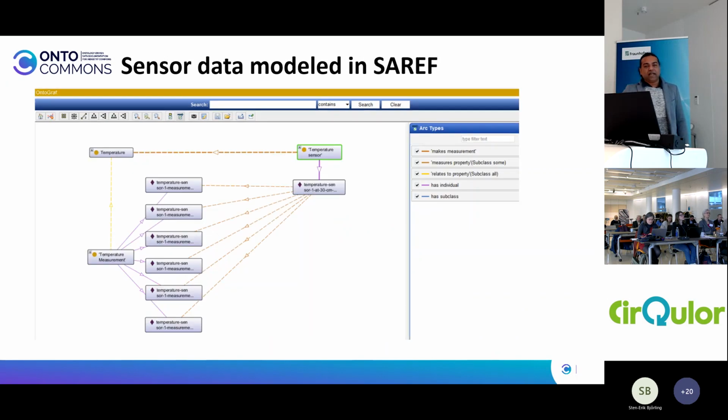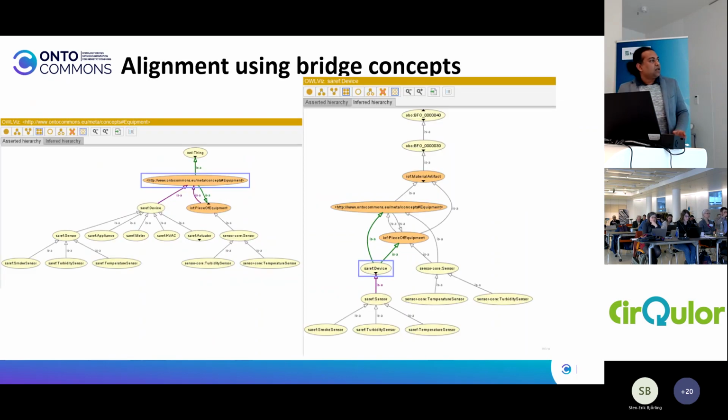And then you can model the same data also with SAREF Core, for example. They look a little bit different, and the pattern will be different because they are modeled with different ontologies. The idea is that if someone is modeling with SAREF and someone else is modeling with IOF Core, they can talk to each other. So this bridge concept makes it possible to map particular classes. For example, here the SAREF device and the IOF piece of equipment have been mapped to the bridge concept of OntoCommons equipment.